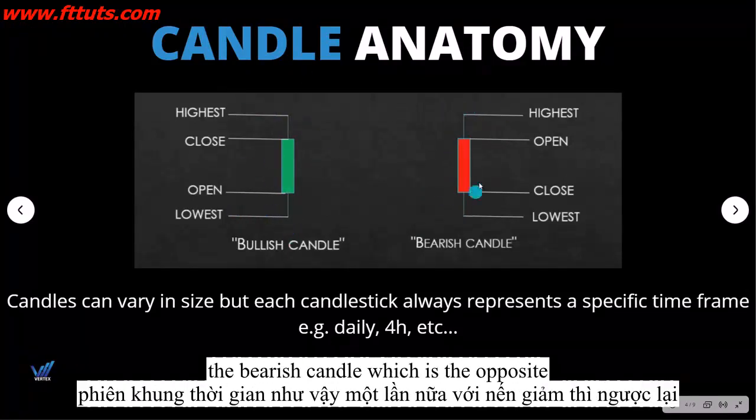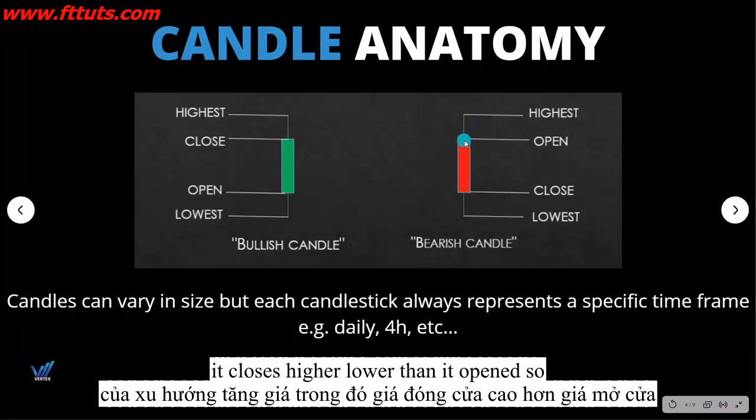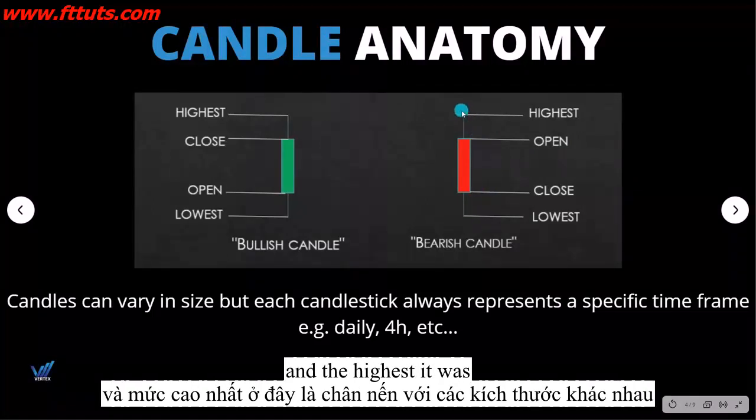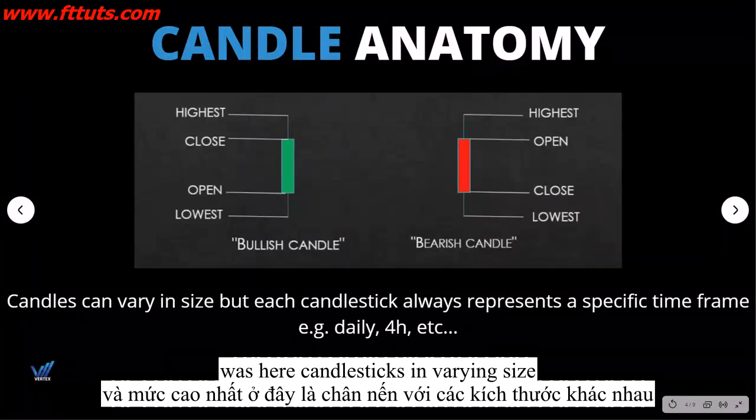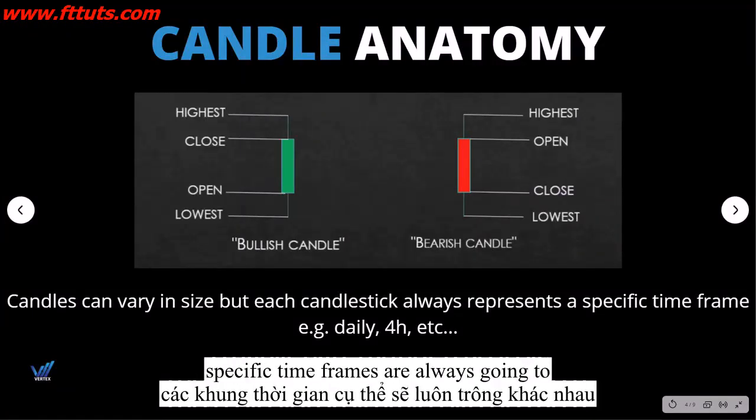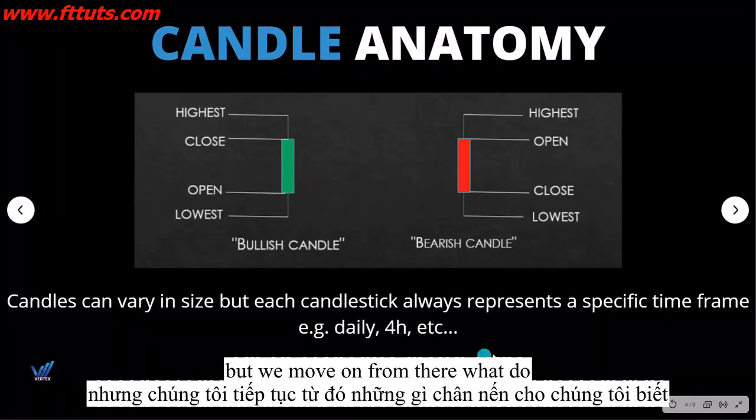So same again with the bearish candle, which is the opposite of the bullish, where price closes lower than it opened. So price opened here in the 4-hour and closed here. The lowest it was here, and the highest it was here. Candlesticks can vary in size, wicks, and the body can always be different. Specific time frames are always going to look different. But we move on from there.